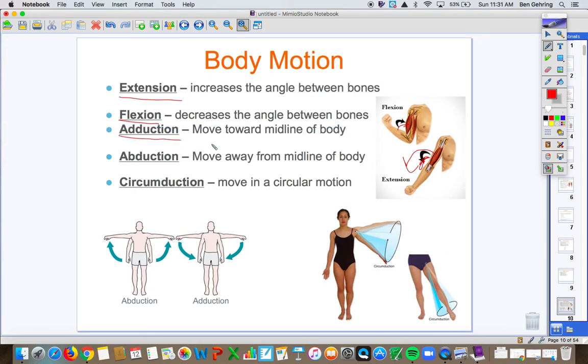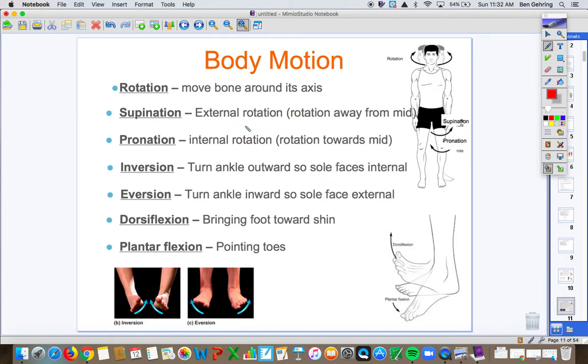Adduction. Think of adding to the body. If I adduct, I bring my arms from the outside towards the body. I'm adding to my middle. Abduction is to move away from, the opposite. And this isn't a real pleasant thought, but think of somebody being abducted. They are taken away from home. So moving away from the midline of your body. And then circumduction is movement in a circular direction or circular motion. So your arm and your leg can both circumduct as well.